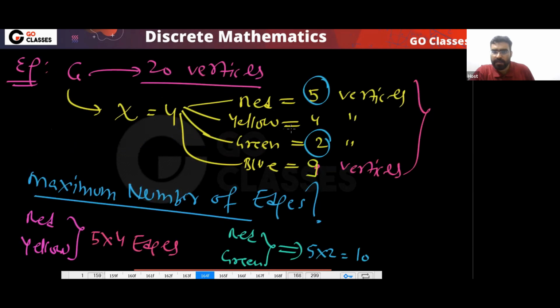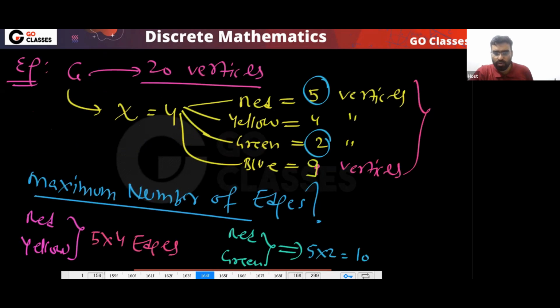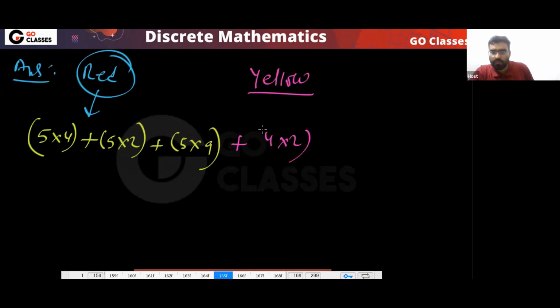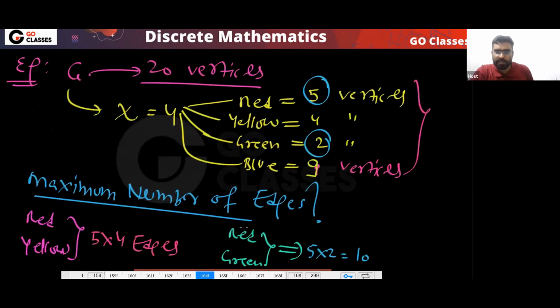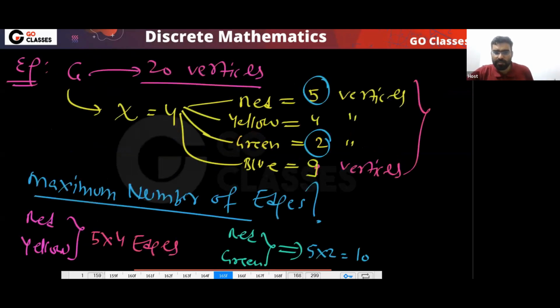Next, because of yellow ones, what will you get? This yellow one is counted here. So because of the yellow ones, you will get 4 into 2, 4 into 9. Okay, what is remaining? Green ones, 2 into 9. So this will be your answer. You can add all of them. That will be your final answer. Is it clear to everyone?